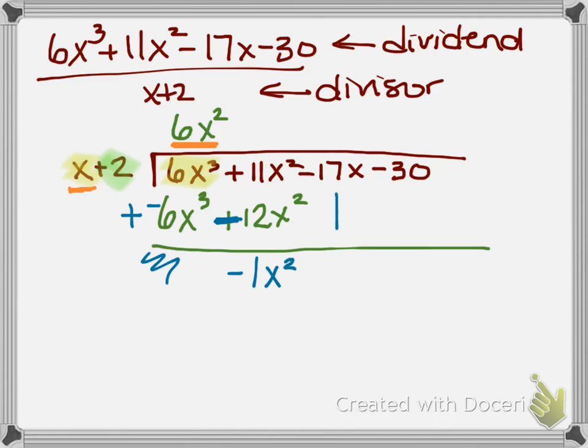Then just like in regular long division, we bring down the other terms that are left, and we do it all again. Now, what number times x will give me the negative 1x squared? That would be negative 1 times x. Negative 1 times x is negative 1x squared.